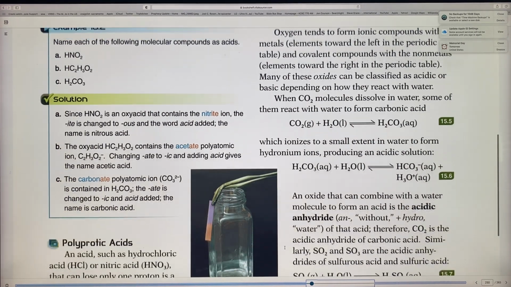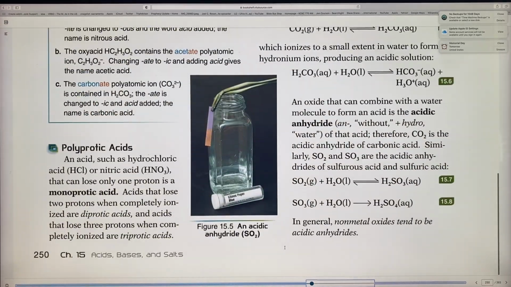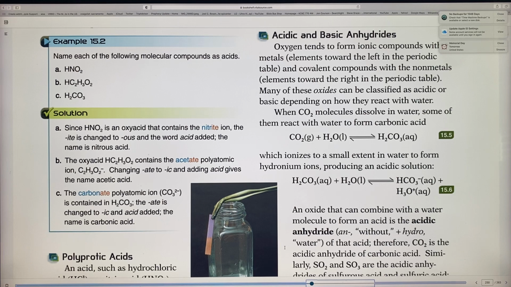That's just how to name these acids. So that's not too hard. Just remember: -ate to -ic, -ite to -ous.